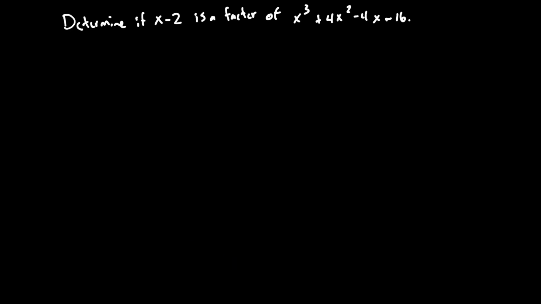Now, we're going to determine if x minus 2 is a factor of x cubed plus 4x squared minus 4x minus 16. To do this, we're going to use both the factor theorem and the remainder theorem. So the factor theorem states that x minus 2 is a factor if and only if we have that k is a 0 of f of x. And to evaluate the remainder, we're going to apply the remainder theorem to this term here.